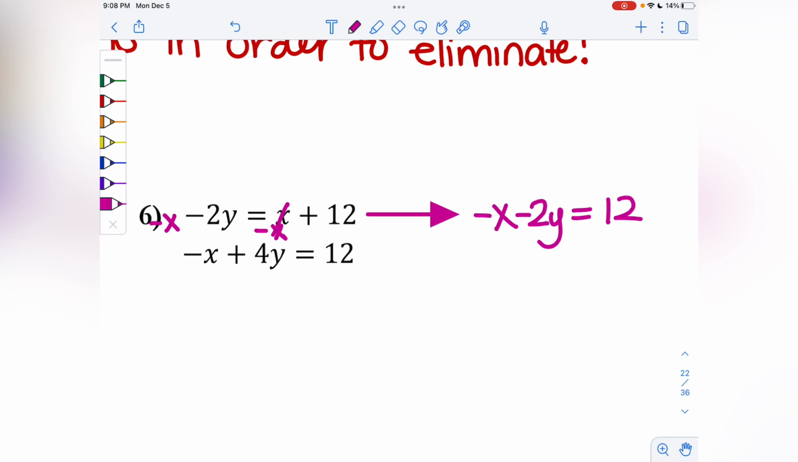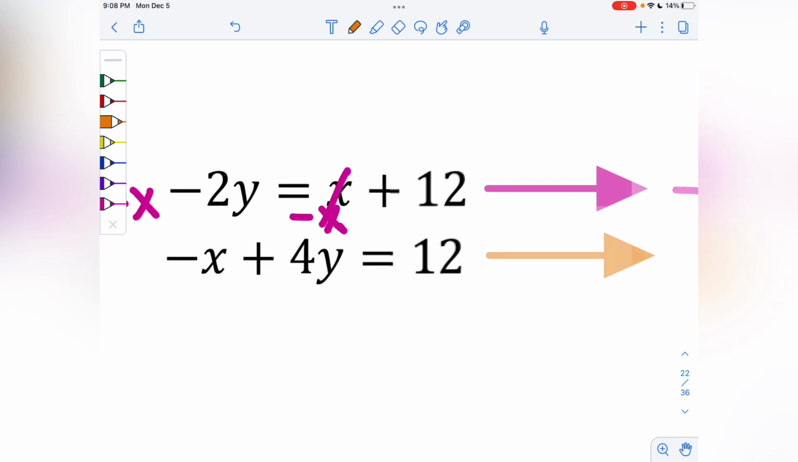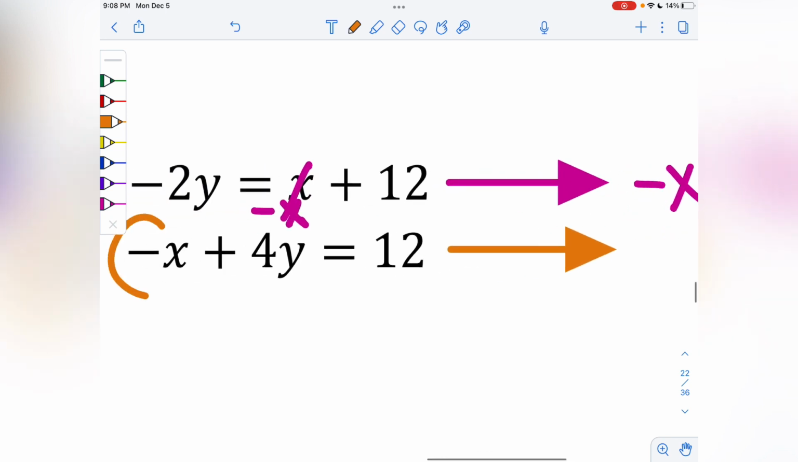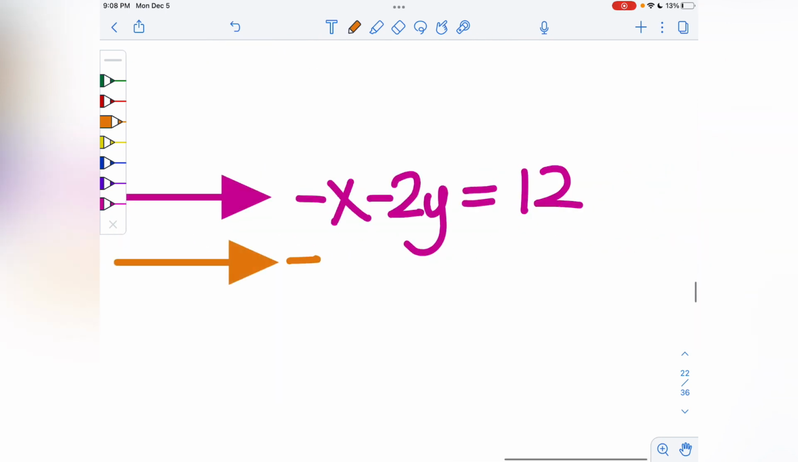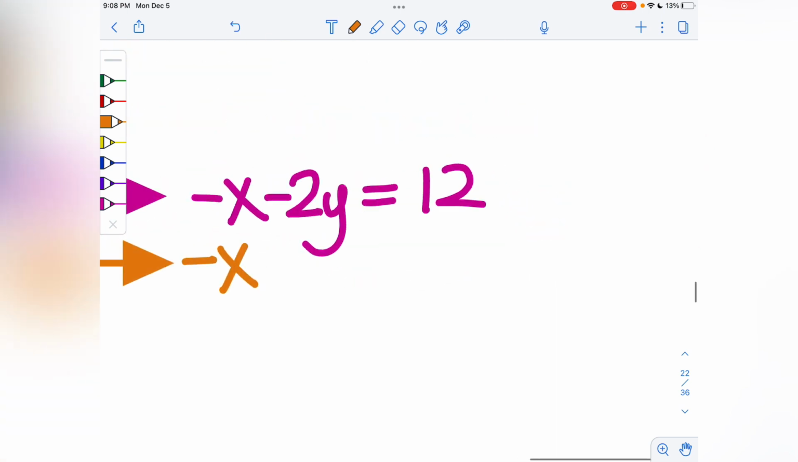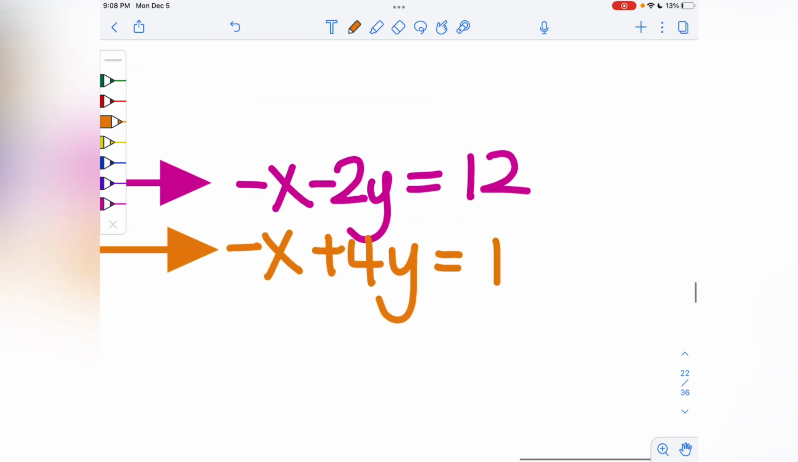Now, underneath that, I was going to rewrite this one. However, since it's a negative x, well, actually, let's rewrite it. Okay, I'm second guessing myself. Let's do this. Negative x plus 4y equals 12. So what I want to do, which is what I was planning on doing all along, is change all of the signs of one of these two equations. It doesn't matter which one. I'm going to change all the signs of the top one. So both of those negatives become positive, and then the 12 becomes negative.